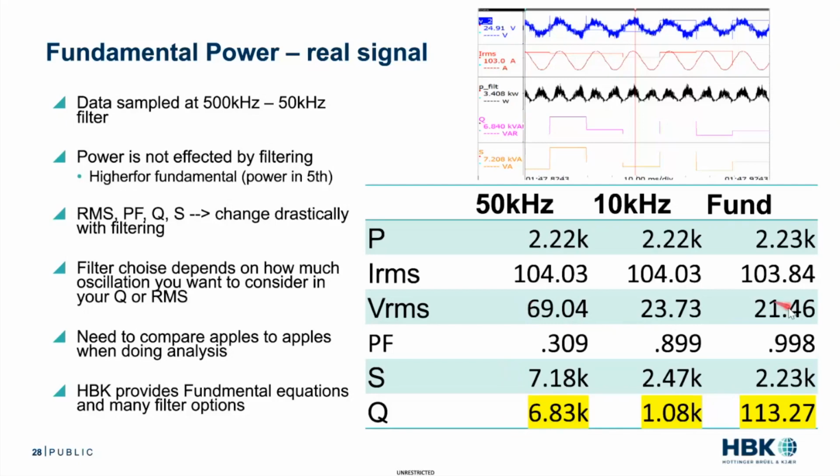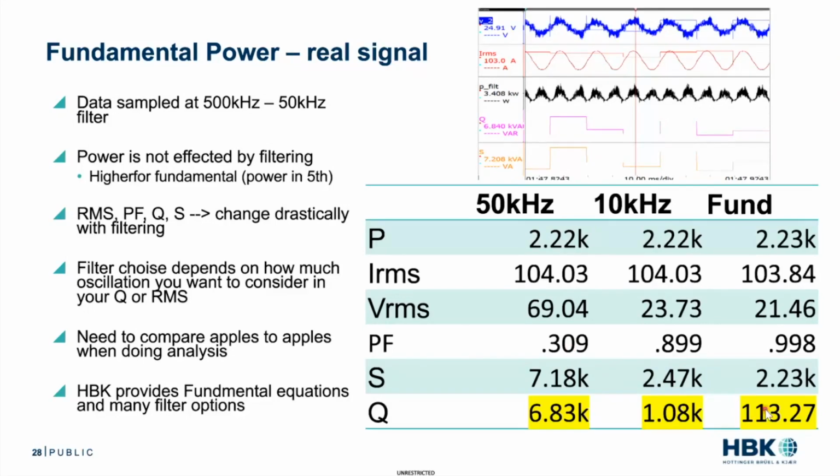My VRMS is 3x smaller for the fundamental. That's because the fundamental doesn't have those harmonics in it. It doesn't have the switching in it. Our power factor is almost unity, but again, 50 kilohertz is not. So again, for real power, we want that high filter, but for RMS, we usually want to talk about the fundamental. Same with reactive power.